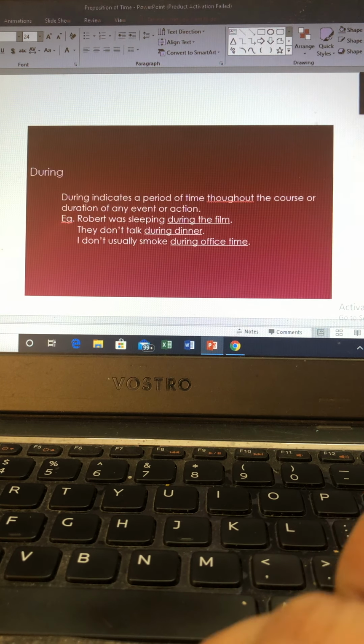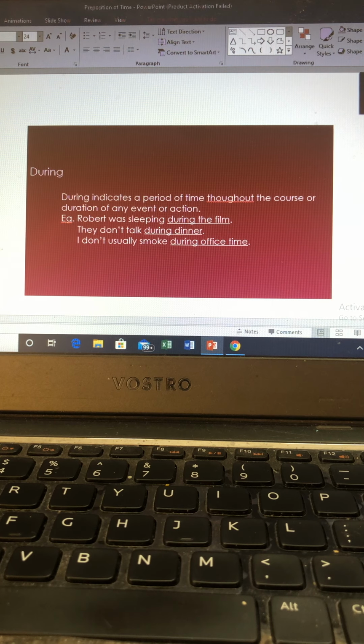Then we move on to the next one, students. "During." During indicates a period of time. See, whether we are talking about "from" or "during," this minor difference is actually the difference in the usage. How we use it in a sentence, that is what makes a difference. So during indicates a period of time throughout the course or duration of any event or action.